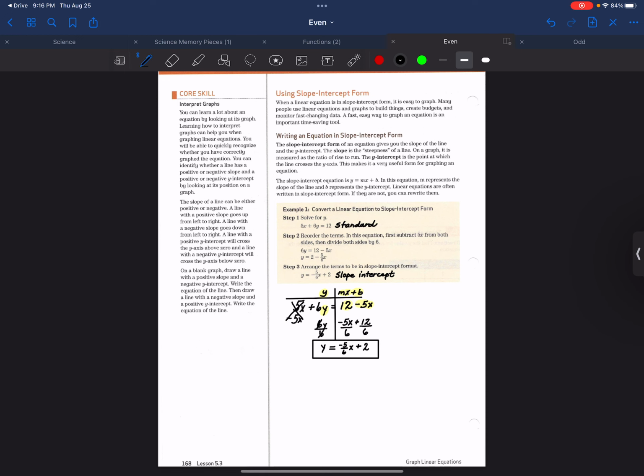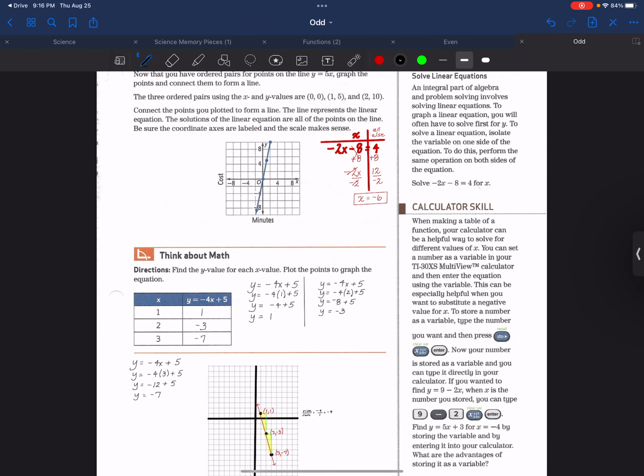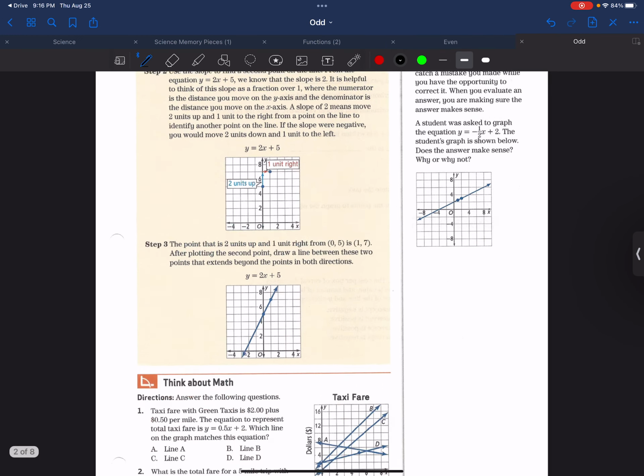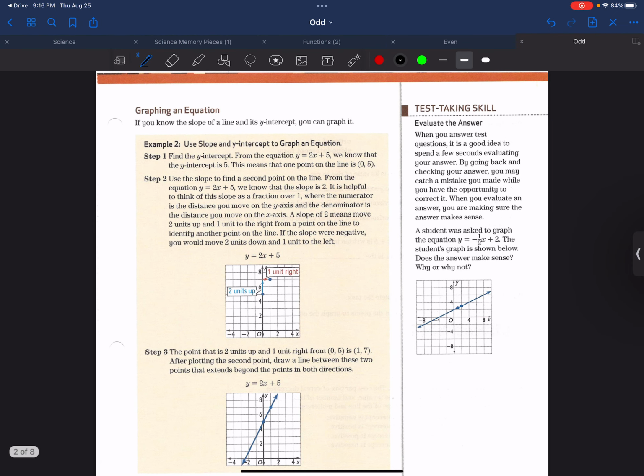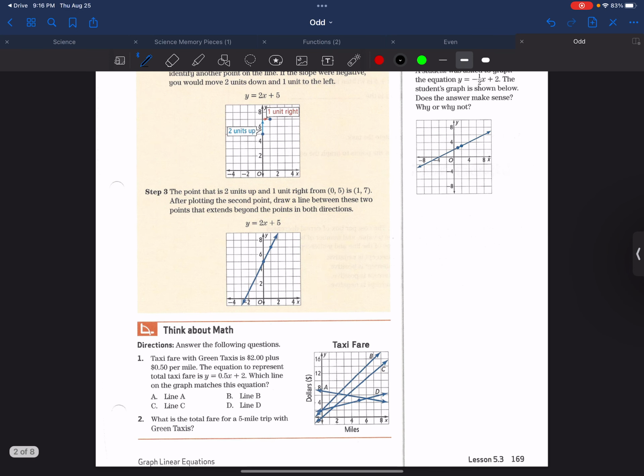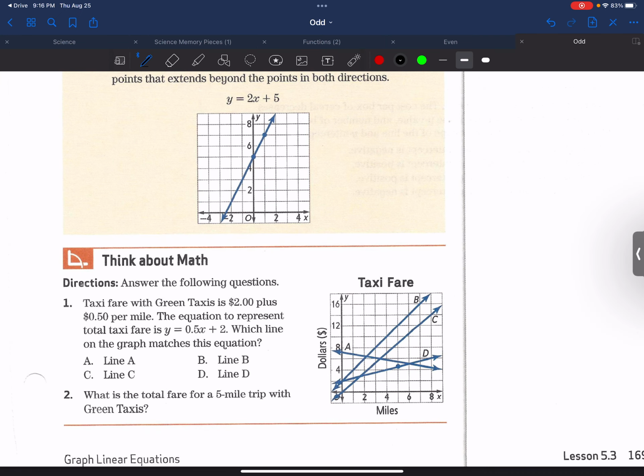Okay, that's all on that page, so let's go to page 169. And it goes through a pretty lengthy description of how to graph an equation. Let's just jump on down here to the think about math question. Oh boy, this looks like fun, doesn't it? It's okay, we can do it, because you've built the brick wall. You have done what you needed to do to build the brick wall.